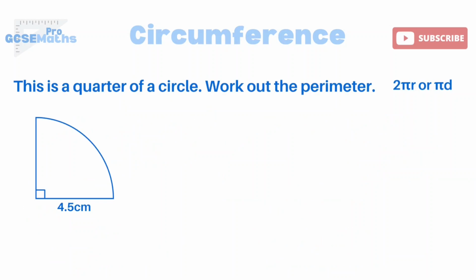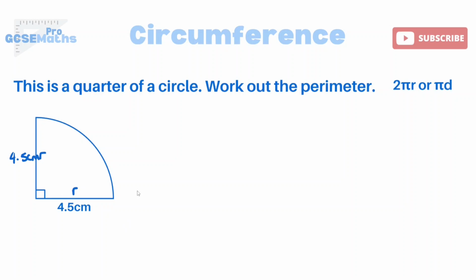Okay, this one's very similar. We now have a quarter of a circle, and we're going to work out the perimeter. So in this case, the quarter of a circle actually has 3 sides, doesn't it? So it's got this arc, and then 2 sides, this is obviously a radius, and that's a radius, isn't it? So I know that that one's also 4.5 there. Just going to label that.